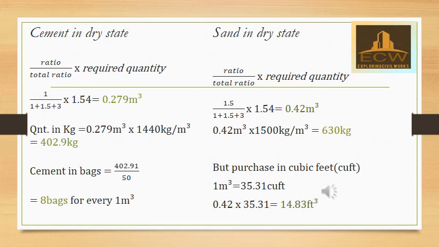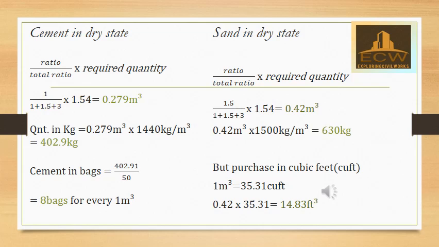When we get that, then we can go back and find the total volume. This is the anticipated dry state volume we want to find, 1.54, after we have added our buffer, the 54%. So when you punch this on your calculator, you are getting 0.279 cubic meters.